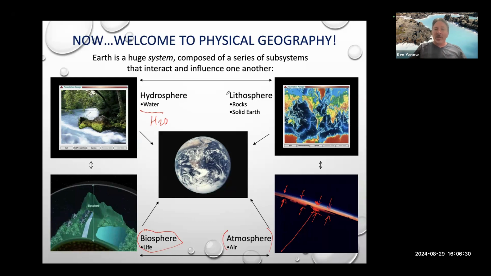And then, of course, there's the lithosphere, which has everything to do with rocks and solid earth and volcanoes and earthquakes. I already mentioned Iceland and how Iceland potentially influenced the atmosphere, which potentially influenced the biosphere, in part because the hydrosphere was influenced by that volcanic eruption as well. And so with geography, it becomes somewhat challenging. You can't think of stuff in a vacuum. Everything is connected to everything.